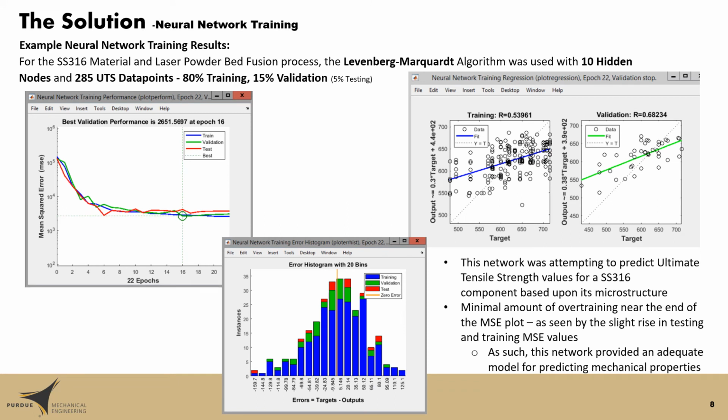Example neural network training results can be seen for the stainless steel 316 material and laser powder bed fusion process, using the Levenberg-Marquardt algorithm, which used 10 hidden nodes and 285 UTS data points, with 80% training and 15% validation. This network was attempting to predict ultimate tensile strength values for a stainless steel 316 component based upon its microstructure. A minimal amount of overtraining near the end of the MSE plot can be seen by the slight rise in testing and training MSE values. As such, this network provided an adequate model for predicting mechanical properties.